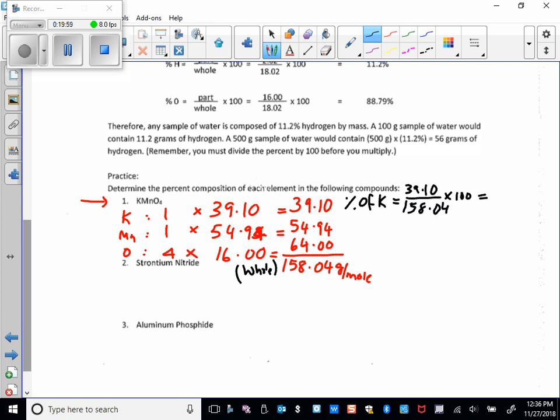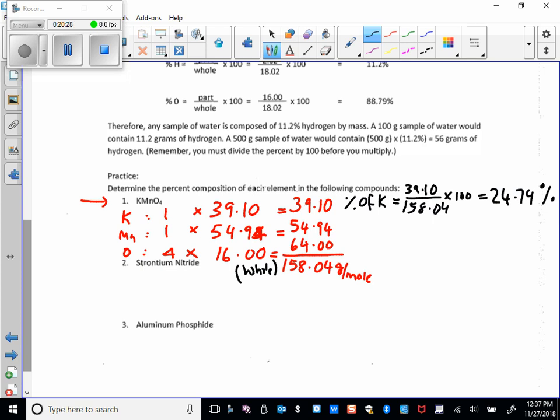Do you know how to do this on your calculator? Plug those numbers into your calculator and tell me what the percent of potassium is. I took 39.10, divided it by 158.04 times 100. Yes, 24.74%. Are we good? Let's do the next one.